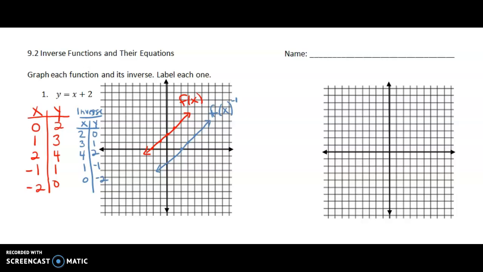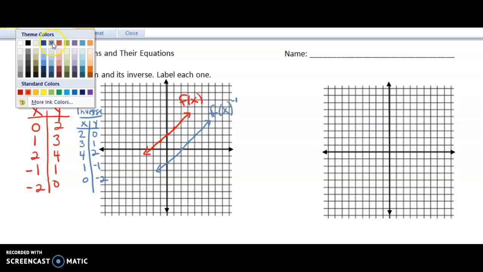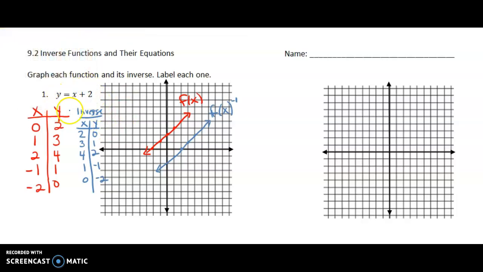What if you want to talk about the inverse equation? I'm going to go back to blue. What if I want to know the inverse equation? You know, inverses are opposites, and so there are 2 steps to find the inverse equation. I'll write them up here.